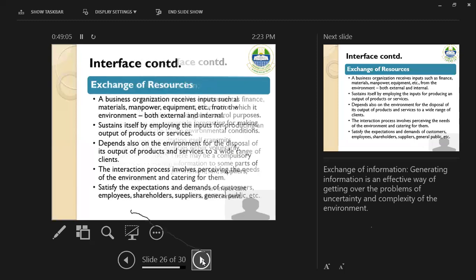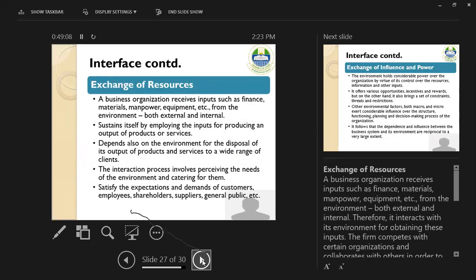Now, next one is exchange of resources. When we talk about exchange of resources, I have mentioned that organizations or businesses get their inputs in form of funds, materials, manpower, equipment, resources from the environment, whether it is external or internal. You get those resources from the environment. And then the organization too sustains itself by using those resources that have been gotten from the external environment to produce goods and services, or have an output, which you call either products or services or goods.